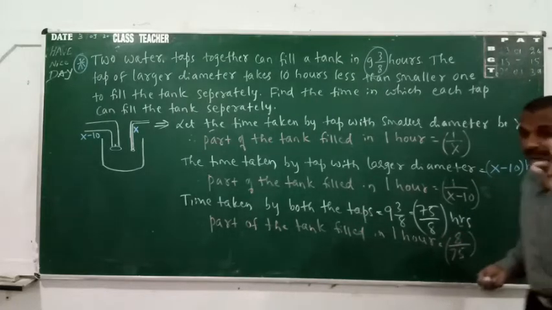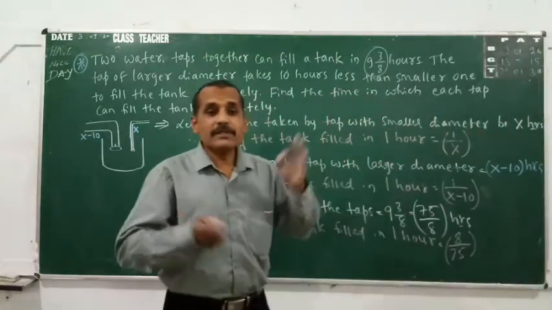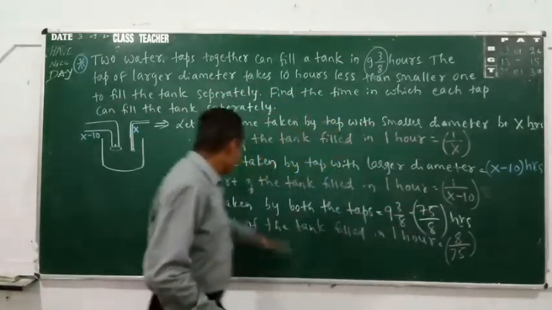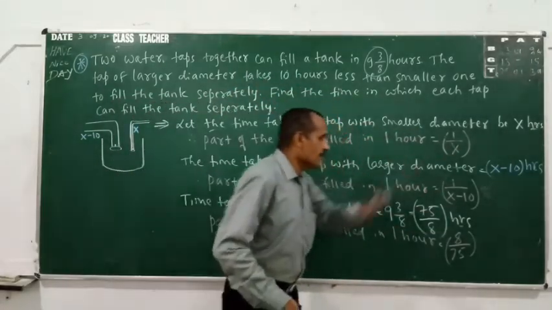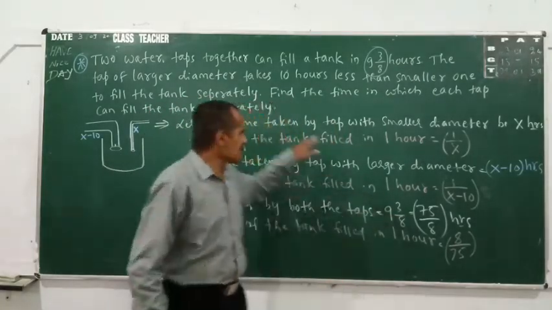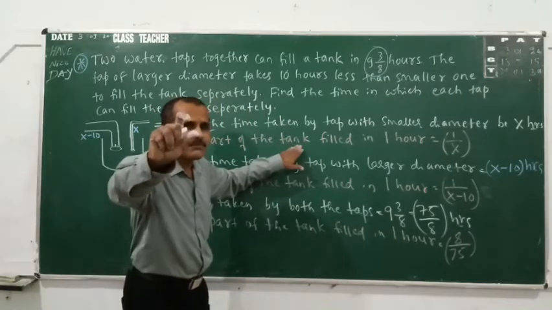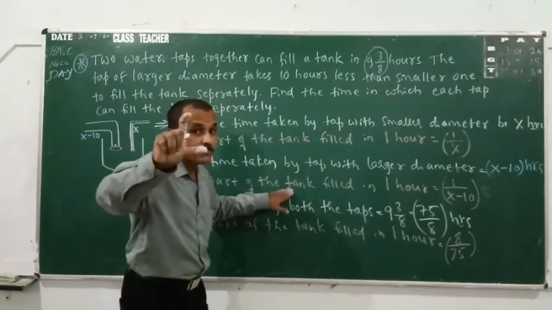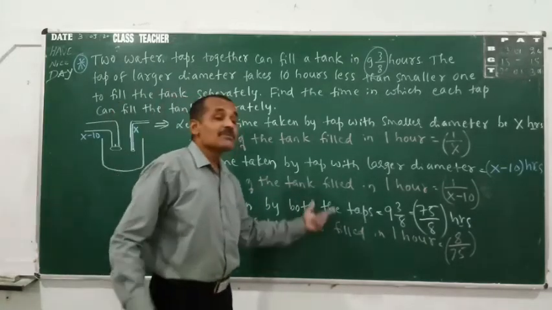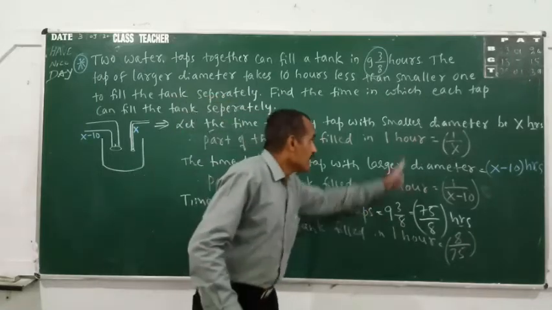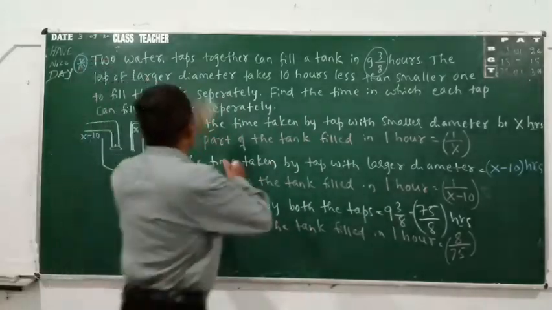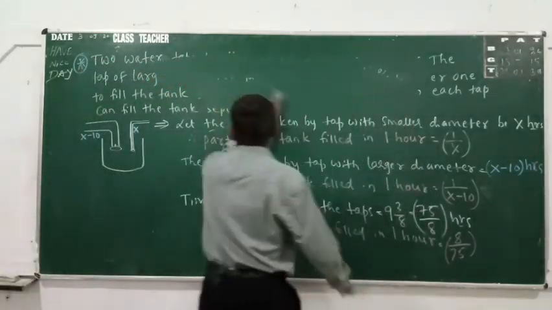Don't write hours. This is a part of the tank. See, this is the part of the tank filled in 1 hour, this is also the part of the tank filled in 1 hour, and this is also the part filled in 1 hour, in different situations. This is the part filled by the smaller tap, this is the part filled by the larger tap, and this is the part filled by both combined. Combinedly, how much part of the tank is filled in 1 hour? Now all these three are converted for 1 hour. Now I will equate them.